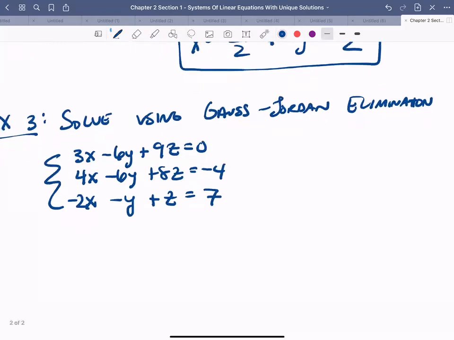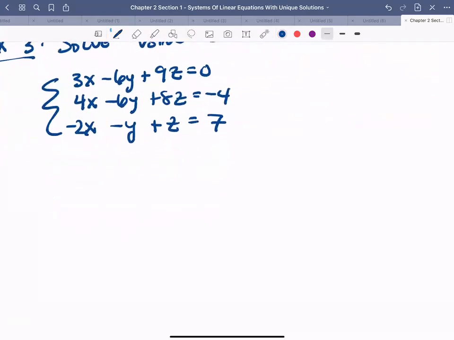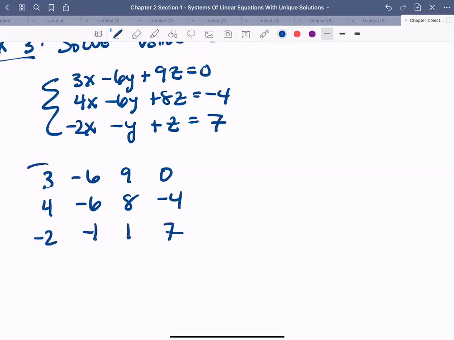First thing we need to do is write it as a matrix, so write it as an array of numbers. So 3, negative 6, 9, 0. 4, negative 6, 8, negative 4. Negative 2, negative 1, 1, and 7.